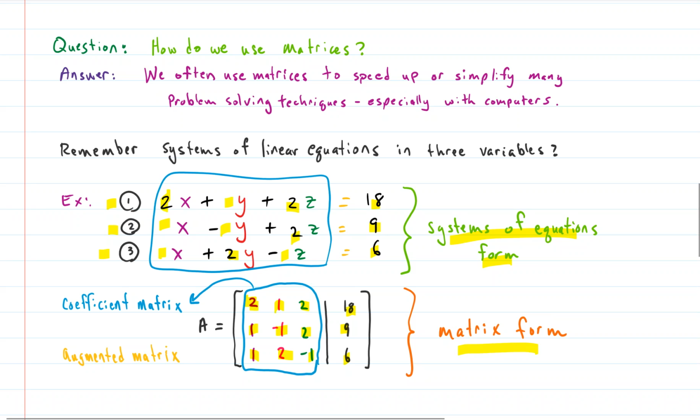The augmented matrix, which is the coefficient matrix plus, it includes the right-hand side column as well. So the coefficient matrix and the augmented matrix, those are the two main forms of the matrix that we use for the system of equations.